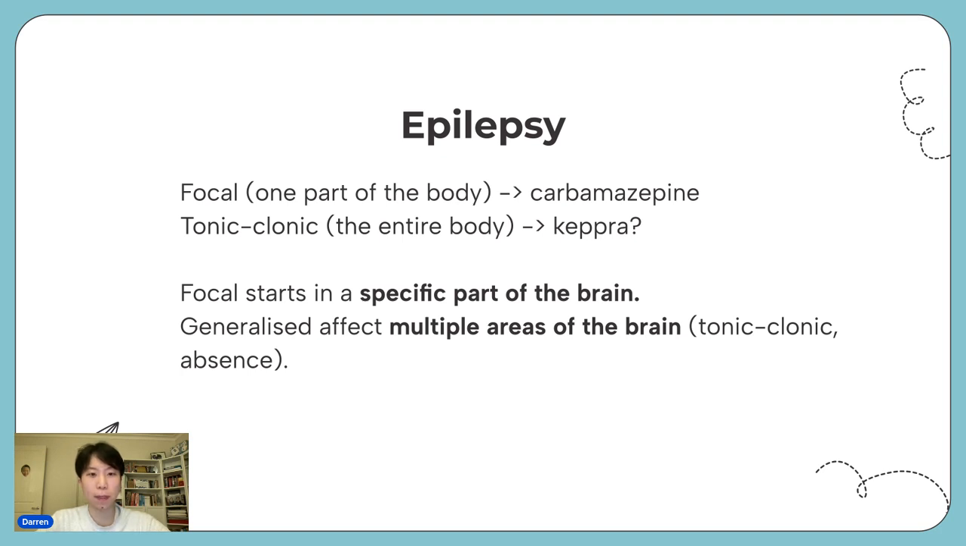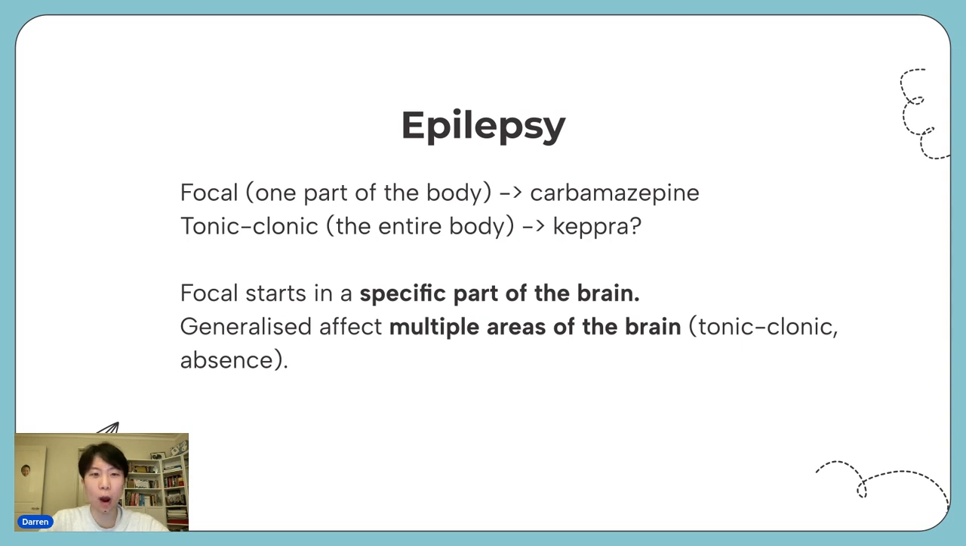Next, epilepsy. You have focal, which is starting in a specific part of the brain. You have generalized, which affects multiple areas of the brain. And in generalized epilepsy, you have tonic-clonic and absence seizures. So focal treatment, carbamazepine. Tonic-clonic, you may have seen a medication called Keppra a lot. I remember I saw this a lot, and I asked Tass, who was my clinical skills tutor from last year, about this. But yeah, Keppra, levetiracetam is the generic name for it.